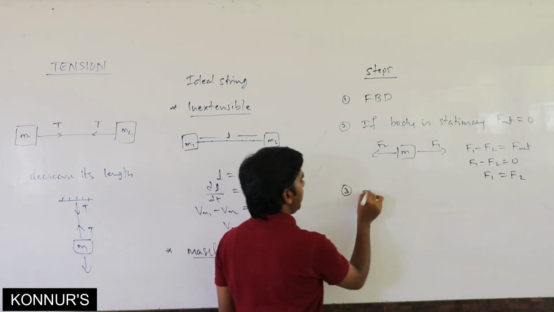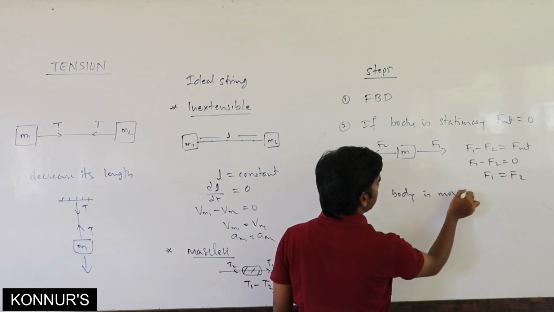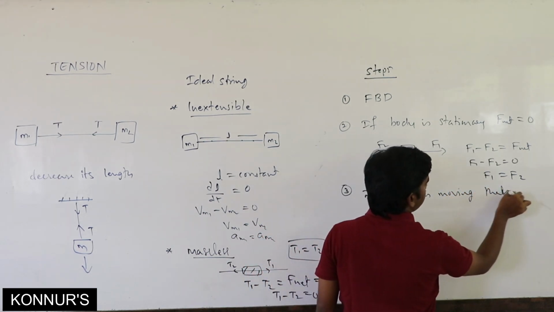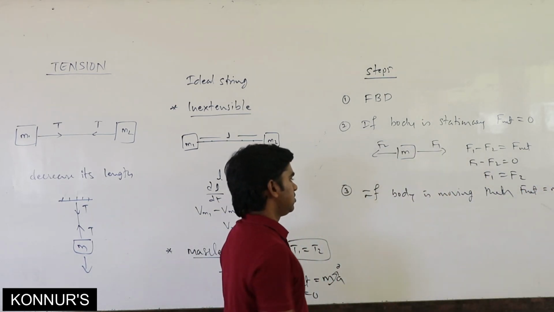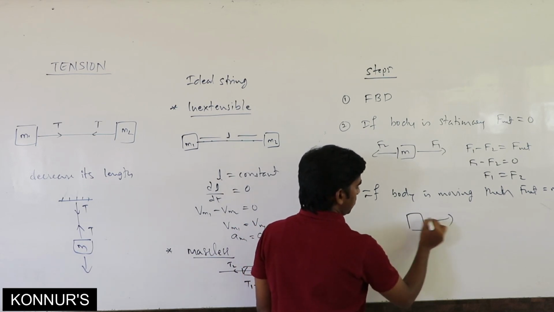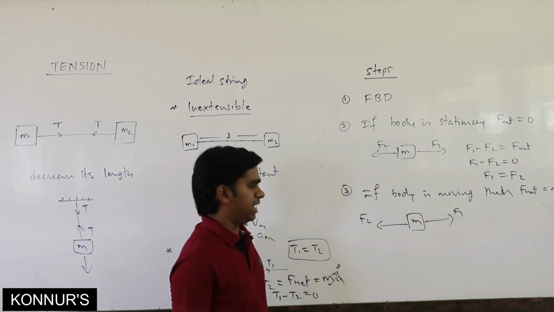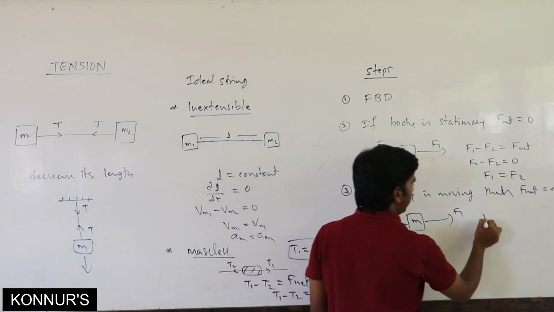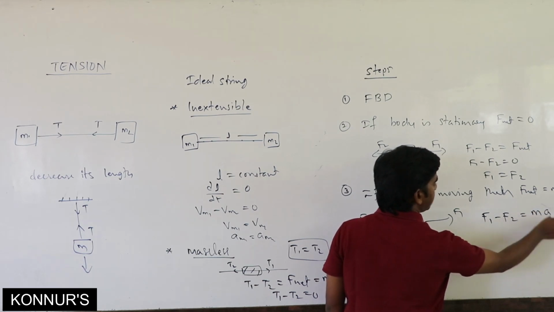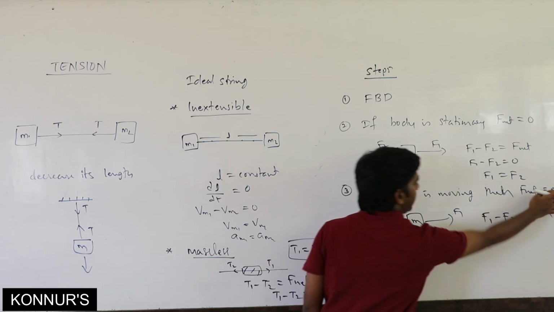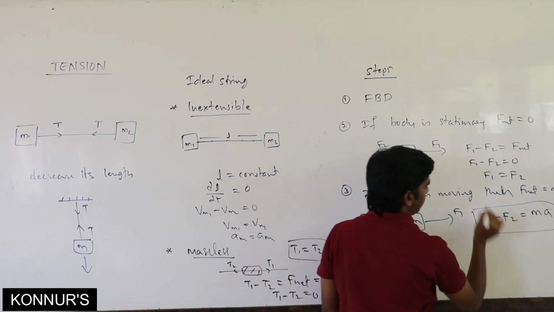Suppose, third point, if the body is moving, then F net equals mass into acceleration. Suppose a body of mass m is there, F1 is acting in this direction, F2 is acting in this direction. So now what is F net? F net is F1 minus F2 equals mass into acceleration. F net is mass into acceleration. So now you can find the acceleration. This is what we have to follow.